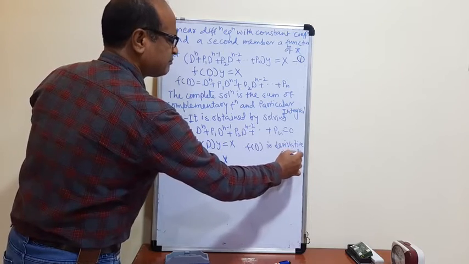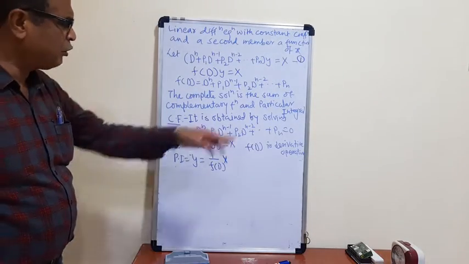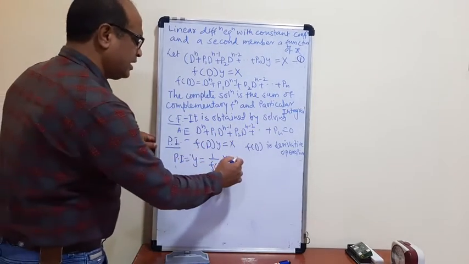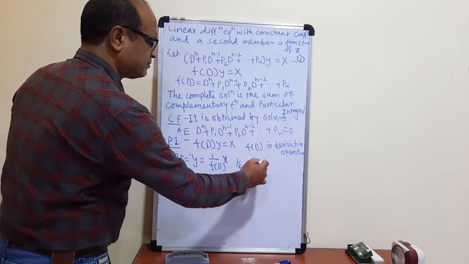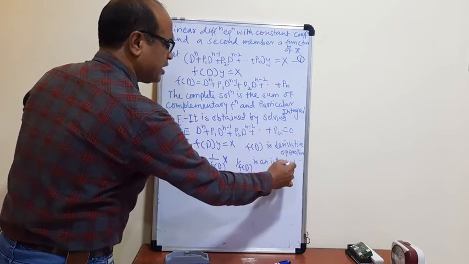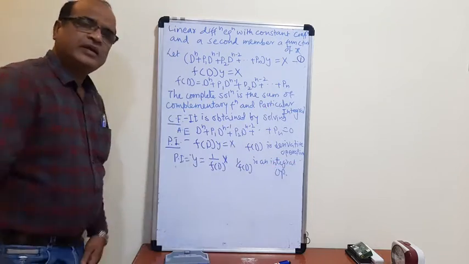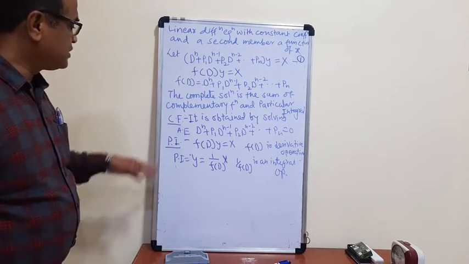Simply derivation. So what is the f of D? 1 upon f of D. F of D is a derivative operator. So 1 upon f of D, D is an integral operator. So here, this is a particular integral.